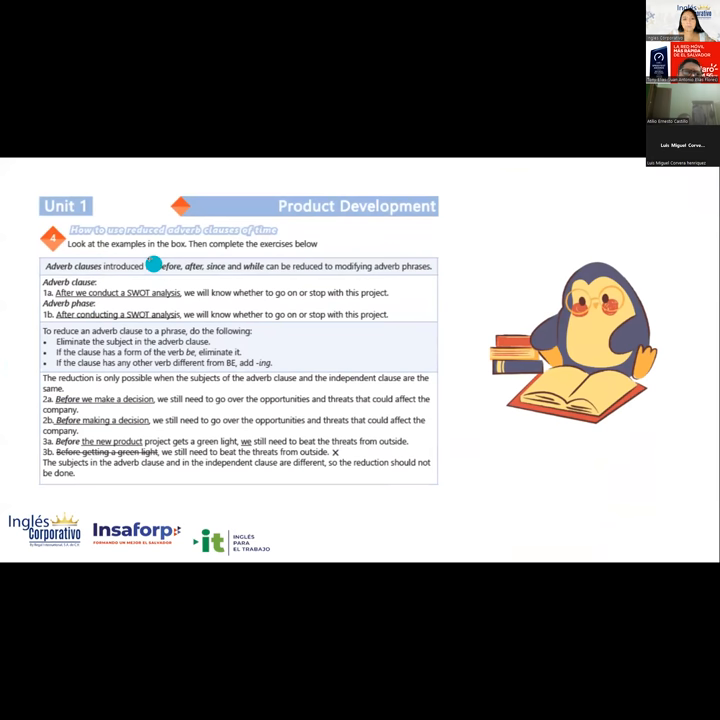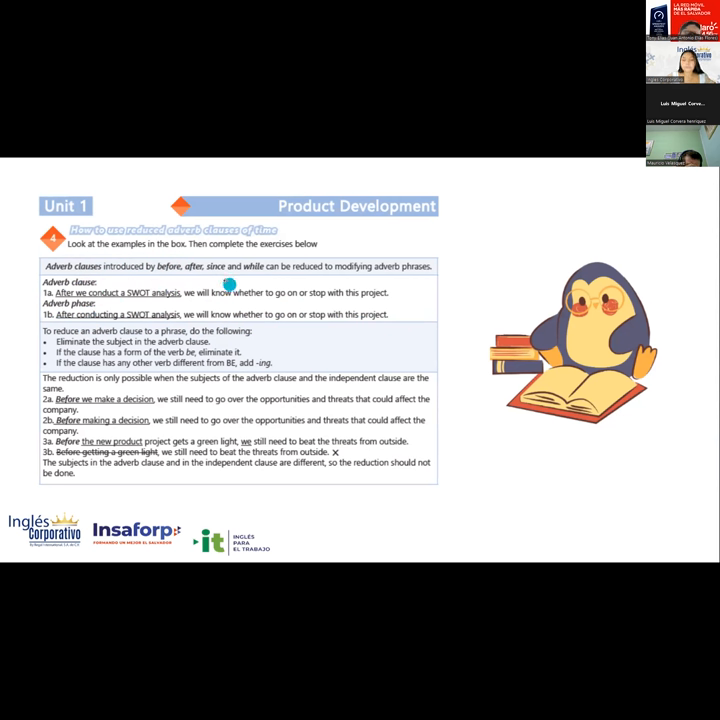And then we also have the information from the book, yes? Adverb clauses introduced by before, after, since, and while can be reduced to modifying adverb phrases. I mean, what we already mentioned before, right? So look at this. Adverb clause: after we conduct a SWOT analysis, we will know whether to go on or stop with this project. Now the adverb phrase, first of all, we need to look if we have the same subjects. Okay, we have the same subjects, so we can reduce. And we have, after conducting a SWOT analysis, we will know whether to go on or stop with this project. You see? You remove the subject of the first sentence and you add the ing.